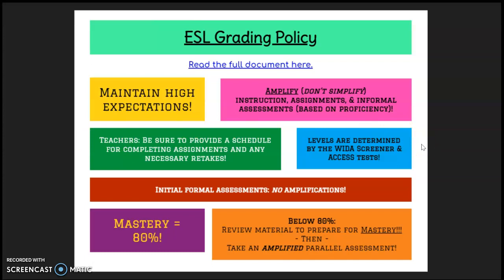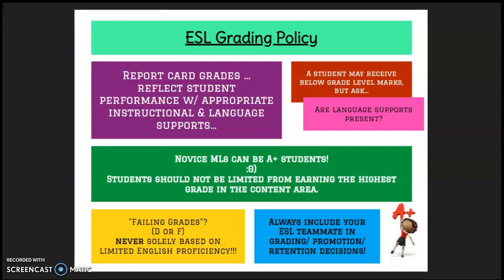Levels are determined by the WIDA screener and ACCESS tests. And now this is different for K-2 than it is for 3, but the initial formal assessment, no amplifications. 80% is mastery. If they get that, super. Let's move on. Below 80%, you're going to review the material to prepare for mastery, and then they'll take an amplified parallel assessment. Like 3rd grade through 5th grade, that would look like taking a brand new test. 2nd grade, you guys have your own way of doing it.